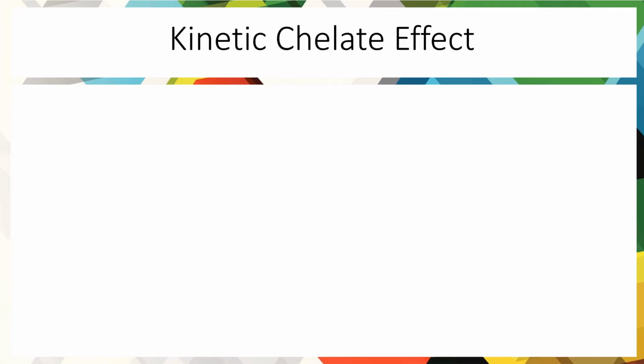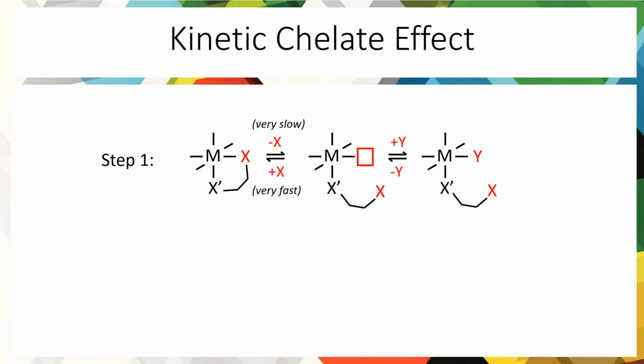So let's compare this to what happens if our complex contained a multidentate ligand. So here we're going to think about a complex which contains these two X ligands bound together. Maybe this represents ethylene diamine or something like that, right? But these are the same two ligands we're going to replace, and we're going to think about how this changes when these things are bound together as a multidentate ligand.